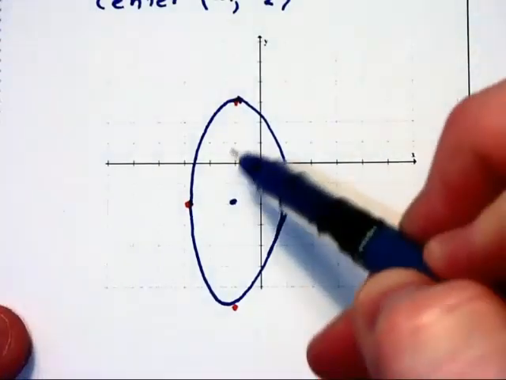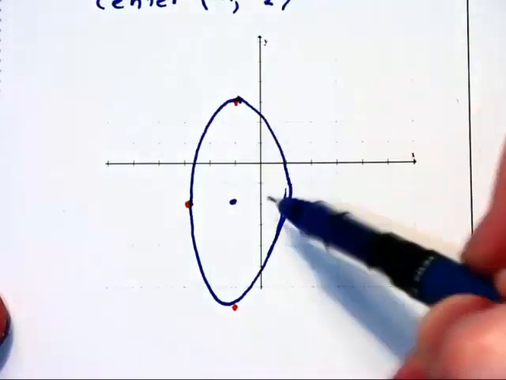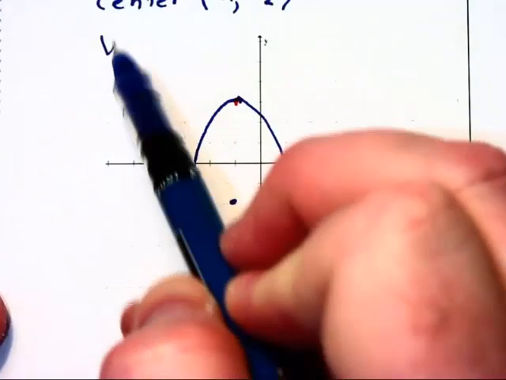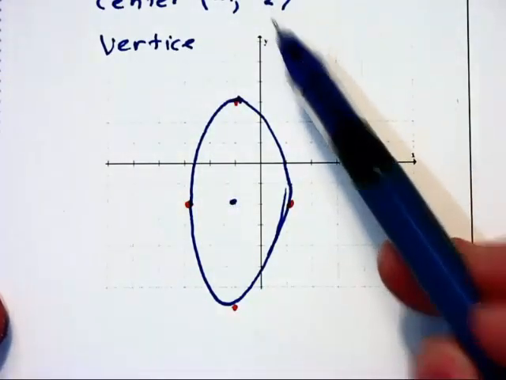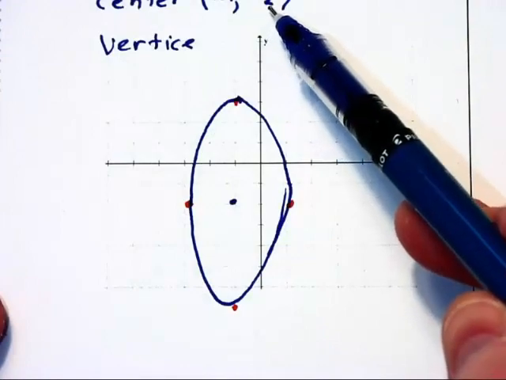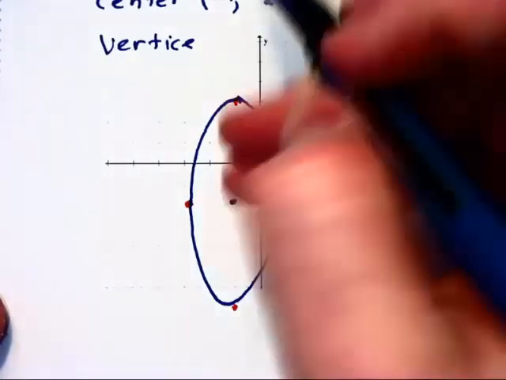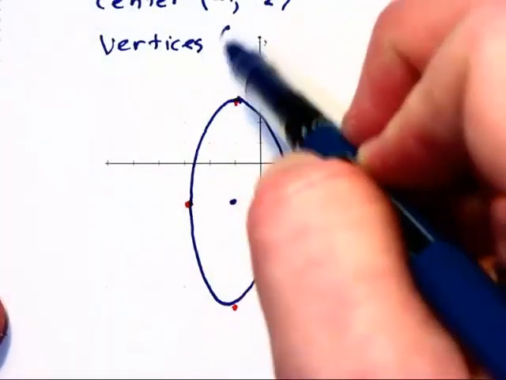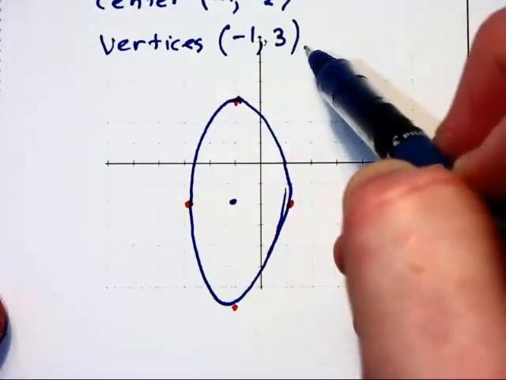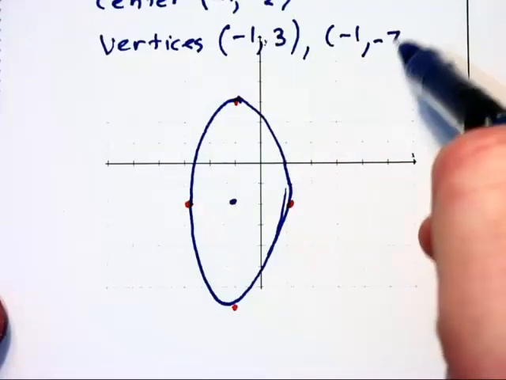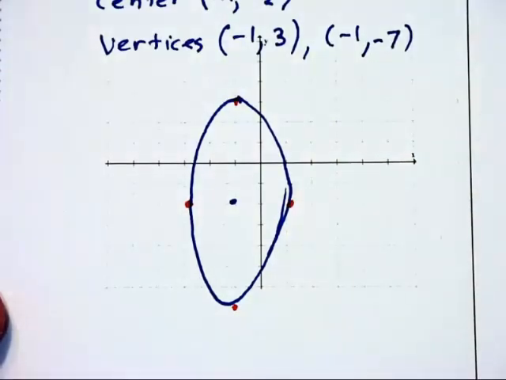The endpoints of the major axis, also known as the vertices, are 5 units above and below the center, which means we're going to be adding and subtracting 5 to this negative 2. They will be located at negative 1 comma 3 when you add the 5, and negative 1 comma negative 7 when you subtract the 5.